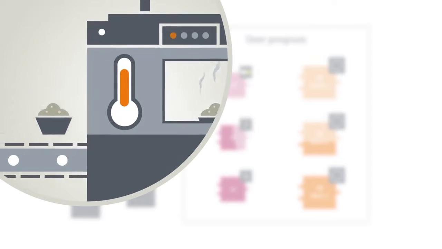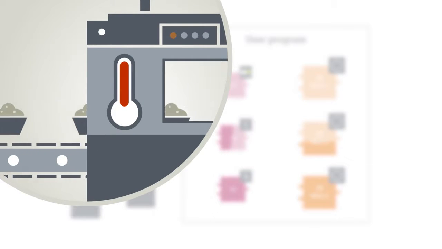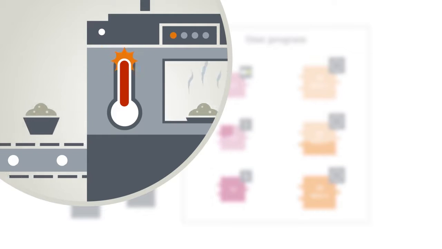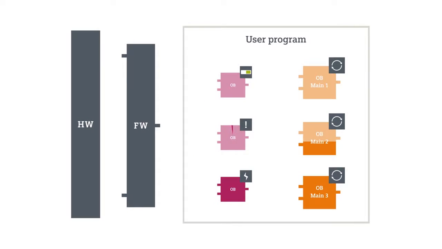External events, such as signals from the machine, are handled by process alarm OBs. An example of that could be a set temperature being exceeded. Once the alarm program has completed, the controller continues working off the interrupted cyclic main program.